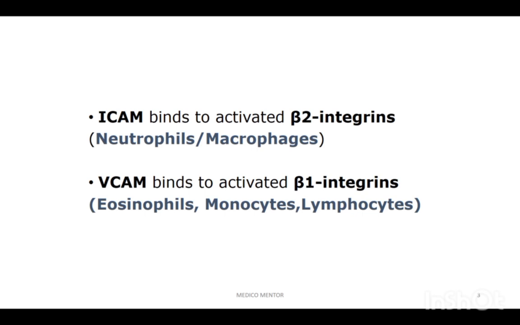The ICAM or intercellular adhesion molecules are present over the surface of neutrophils and macrophages, and they bind to activate the beta 2 integrins present over the surface of the neutrophils or the macrophages. Similarly, the VCAM or the vascular cell adhesion molecules after activation bind to the beta 1 integrins. The VCAM or vascular cell adhesion molecules are present over the surface of eosinophils, monocytes, and lymphocytes.